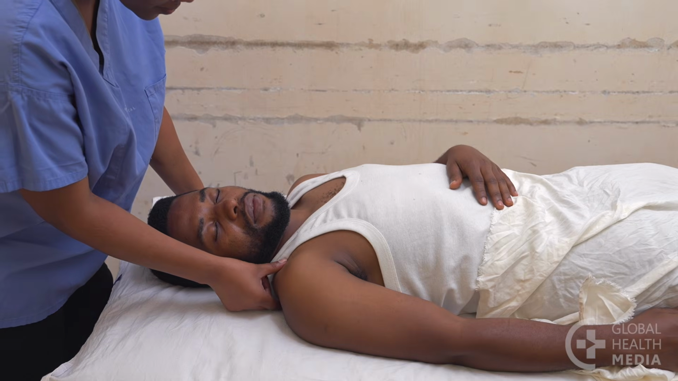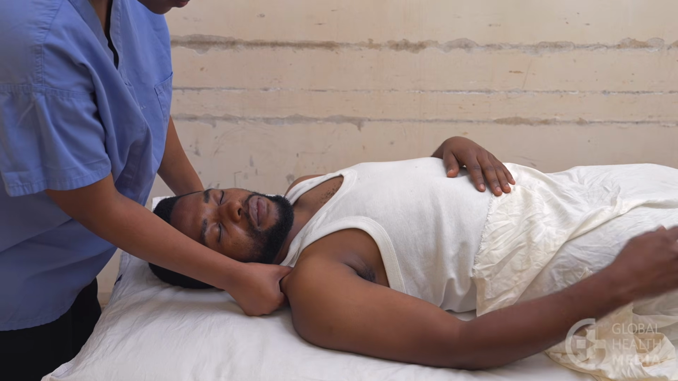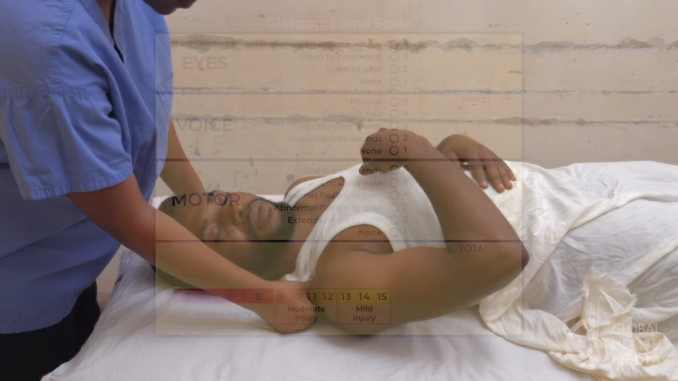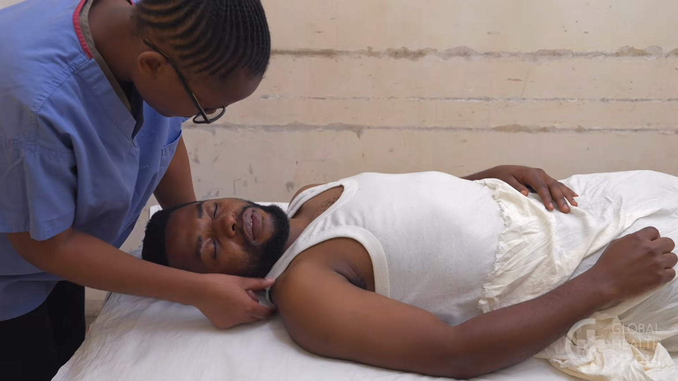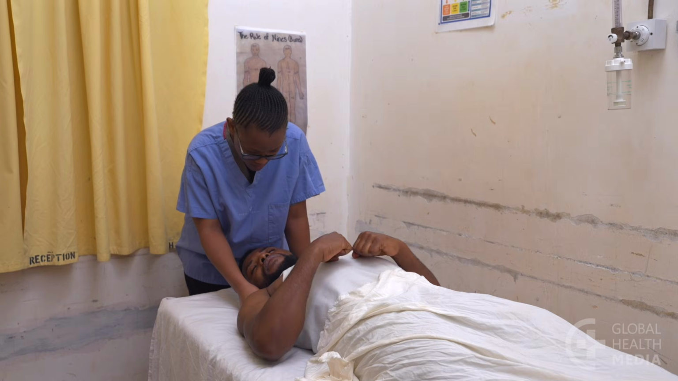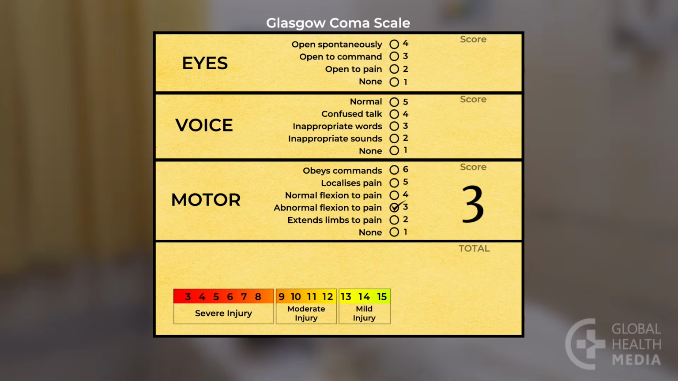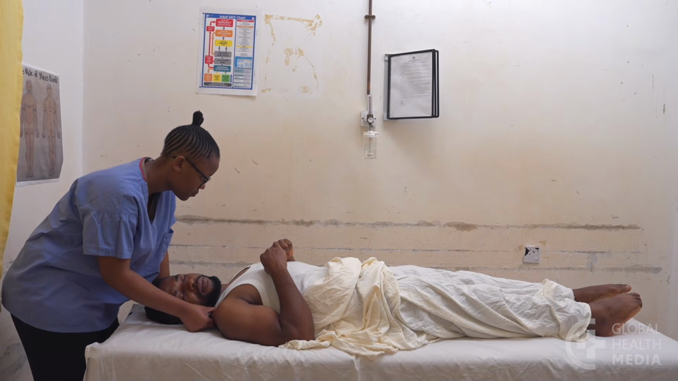If the patient tries to withdraw or pull his arm away from you, and as he withdraws, he also flexes his arm, he is given 4 points. If the patient has abnormal posturing involving flexion, he is given 3 points. This is called decorticate posturing.